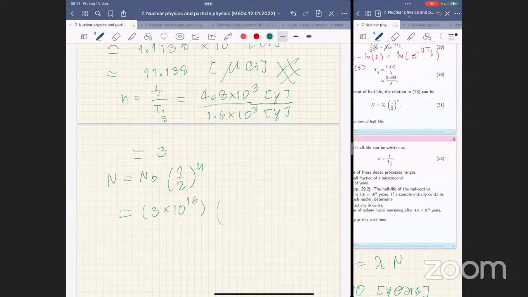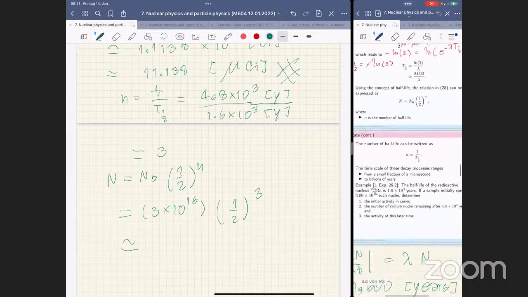And here you have 1 by 2 to the power 3, which is division by 8, right? 3 E16 divided by 8 is going to be 3.75 times 10 to 15 nuclei. Okay, nuclei. And that's the second quantity.